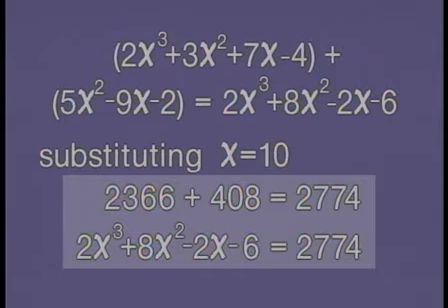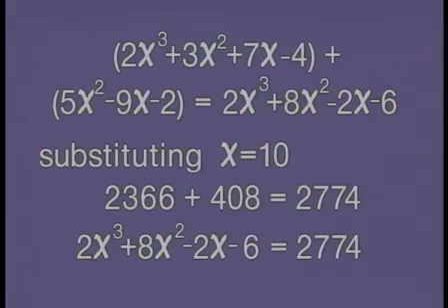If we plug x equals 10 into the answer, the 2x cubed is 2,000, plus 8x squared is plus 800, minus 2x is minus 20, minus 6. 2,000 plus 800 minus 20 minus 6 is 2,774. Our answer checks. If it checks for 10, you know you are right.